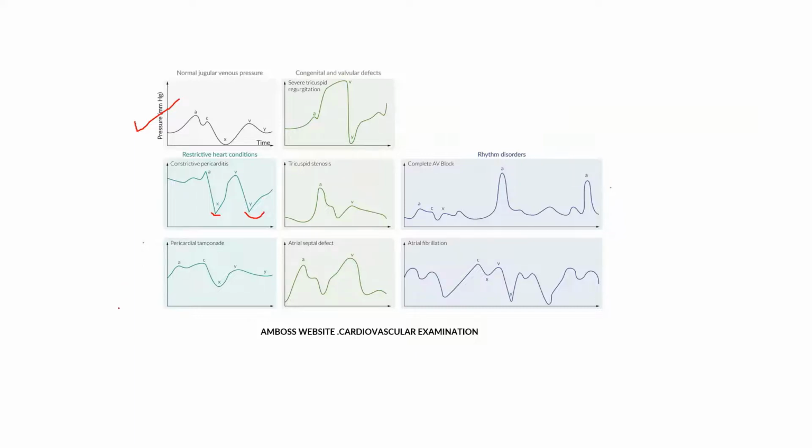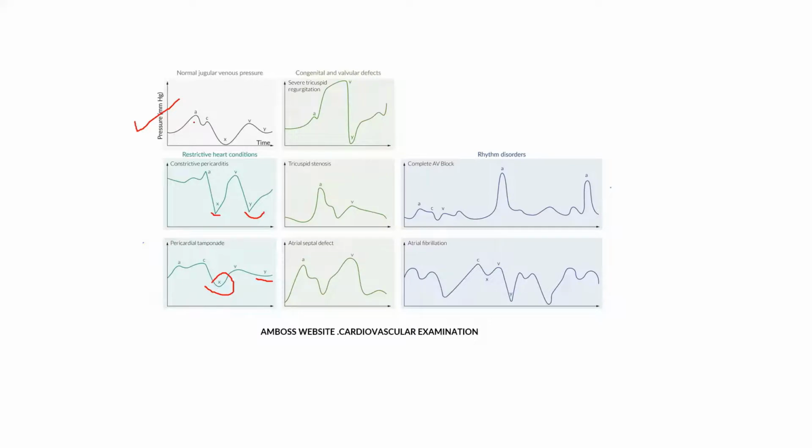Okay. In cardiac tamponade, we have what? We have deep X, but what about the Y? It's blunted. The Y is blunted. Now, when we have severe tricuspid regurgitation, what are we seeing here? What do we see? Large V wave. Large V wave, very large.